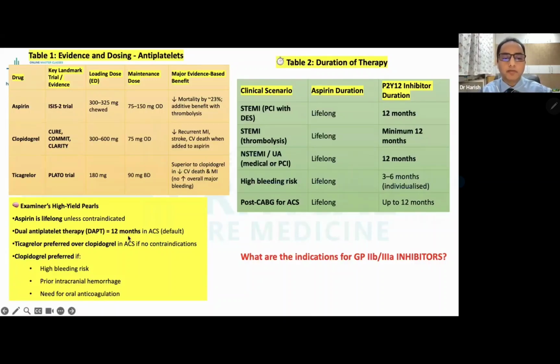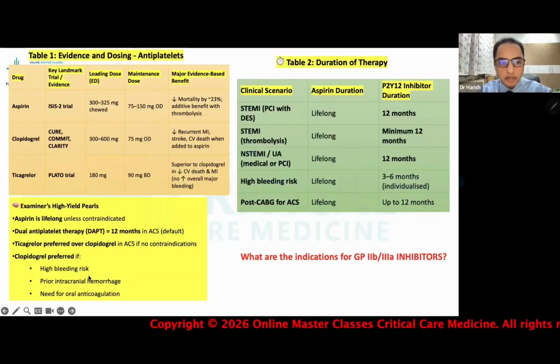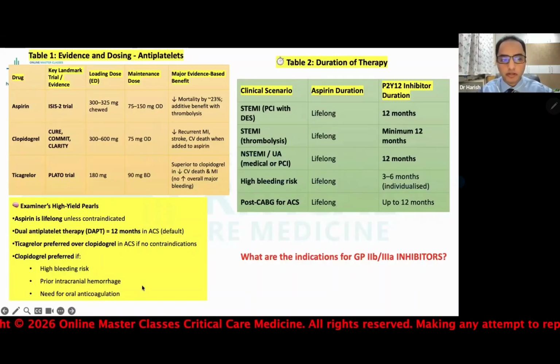Dual antiplatelet at least for 12 months in ACS. Okay. So ticagrelor is preferred over clopidogrel in ACS if no contraindication. Clopidogrel is preferred if there is a high risk of bleeding, prior intracranial hemorrhage, or need for oral anticoagulation. In that scenario you can go for clopidogrel.